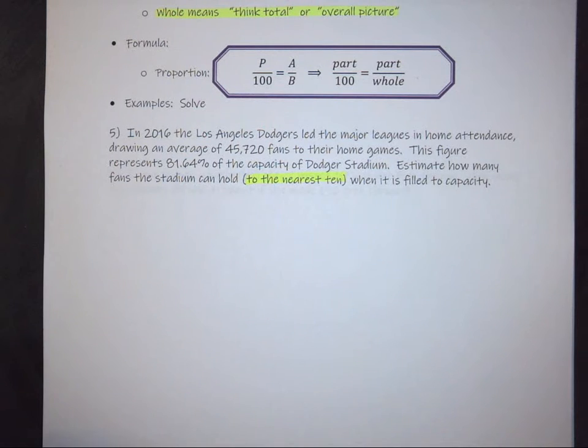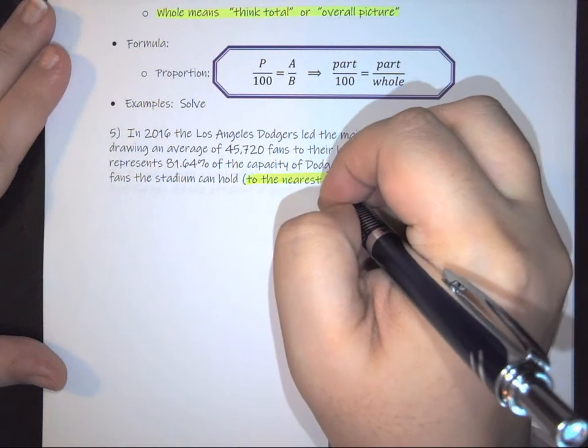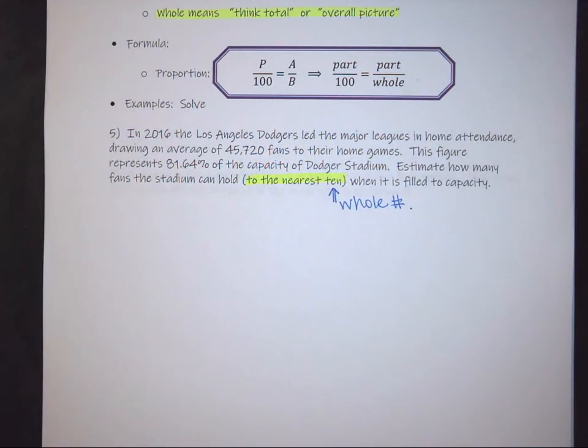So here we have: in 2016 the Los Angeles Dodgers led the major leagues in home attendance, drawing an average of 45,720 fans to the home games. The figure represents 81.64% of the capacity of the Dodger Stadium. Estimate how many fans the stadium can hold to the nearest 10 when it's filled to capacity. When we're talking about nearest 10, we are actually talking about a whole number, not the decimal.